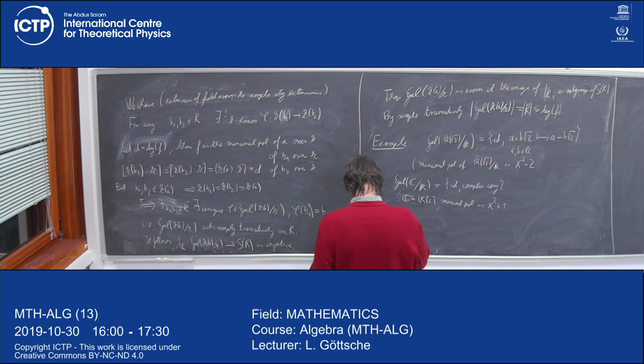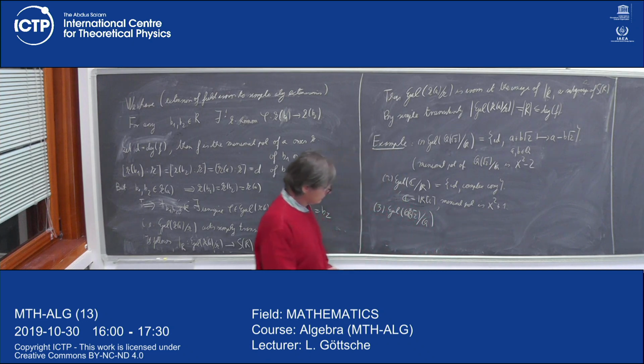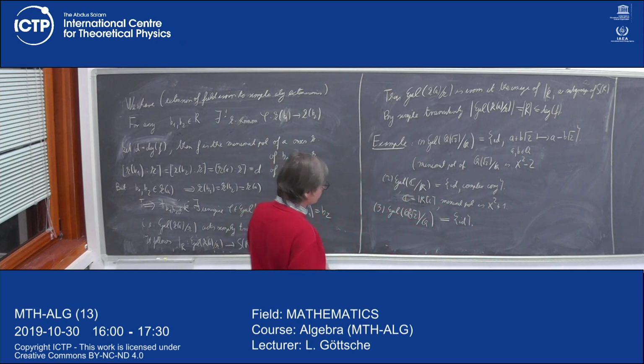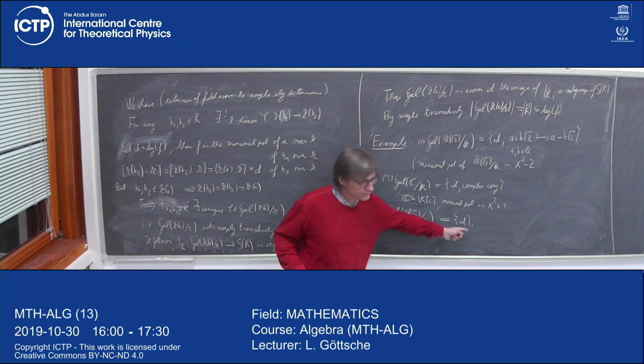But let's look at another example. Let's look at the Galois group of Q(∛2) over Q. What do we have here? I claim this consists only of the identity. So the degree of the field extension is 3, but the Galois group contains only one element.